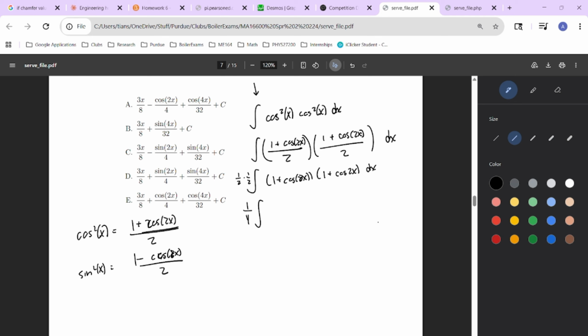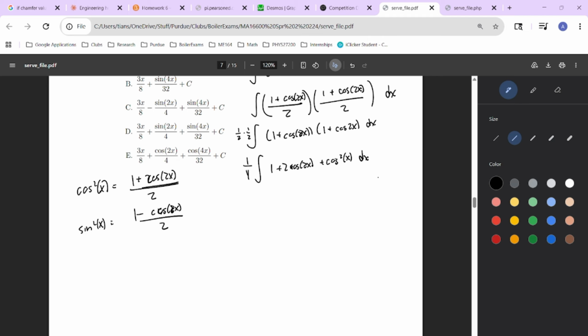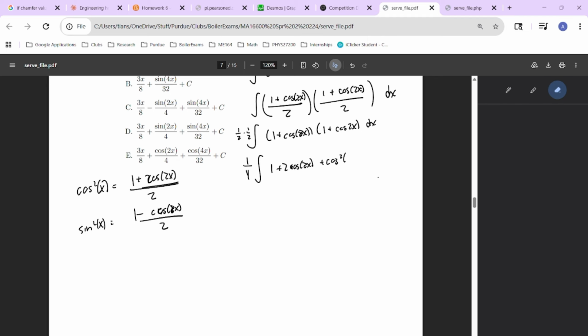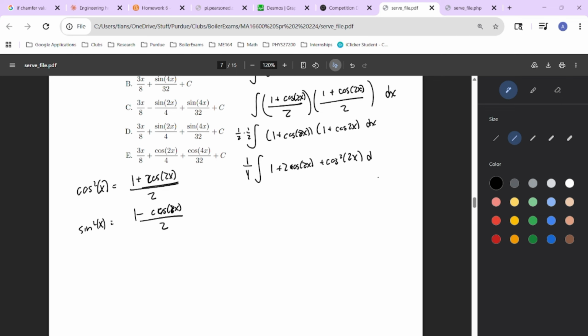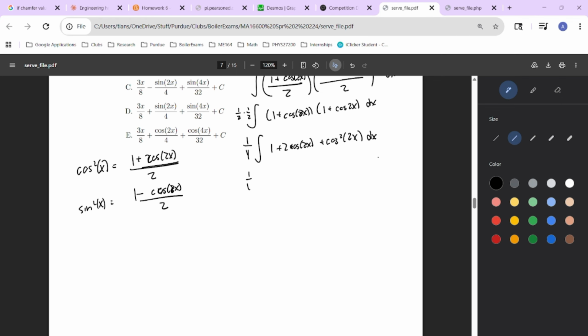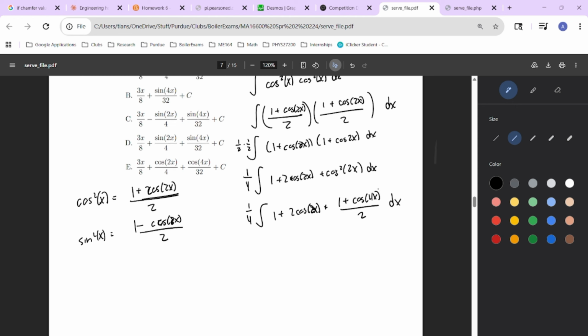1/4 multiplied by (1 plus 2 cosine 2x plus cosine squared of 2x) dx. And annoyingly, we have to do the power reduction formula yet again on cosine squared of 2x. That would become 1/4 of (1 plus 2 cosine 2x plus (1 plus cosine 4x) over 2) dx.